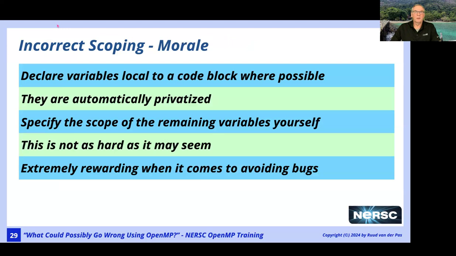For example, when you do C and you have a code block and you declare variables local to that code block, they're automatically privatized, which is probably what you want. And then you only need to scope whatever was left that wasn't part of that code block. So it's not such a big deal in many cases. And it's definitely worth spending time on thinking about your variables, whether they should be shared or private. So I wouldn't rely on the default rules.